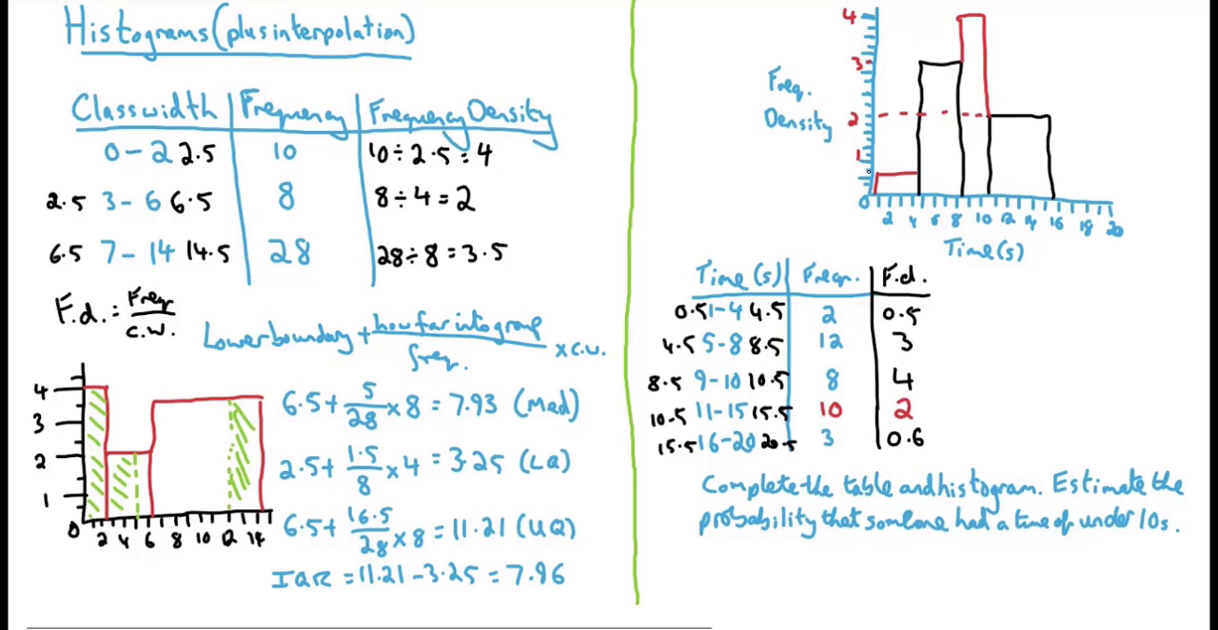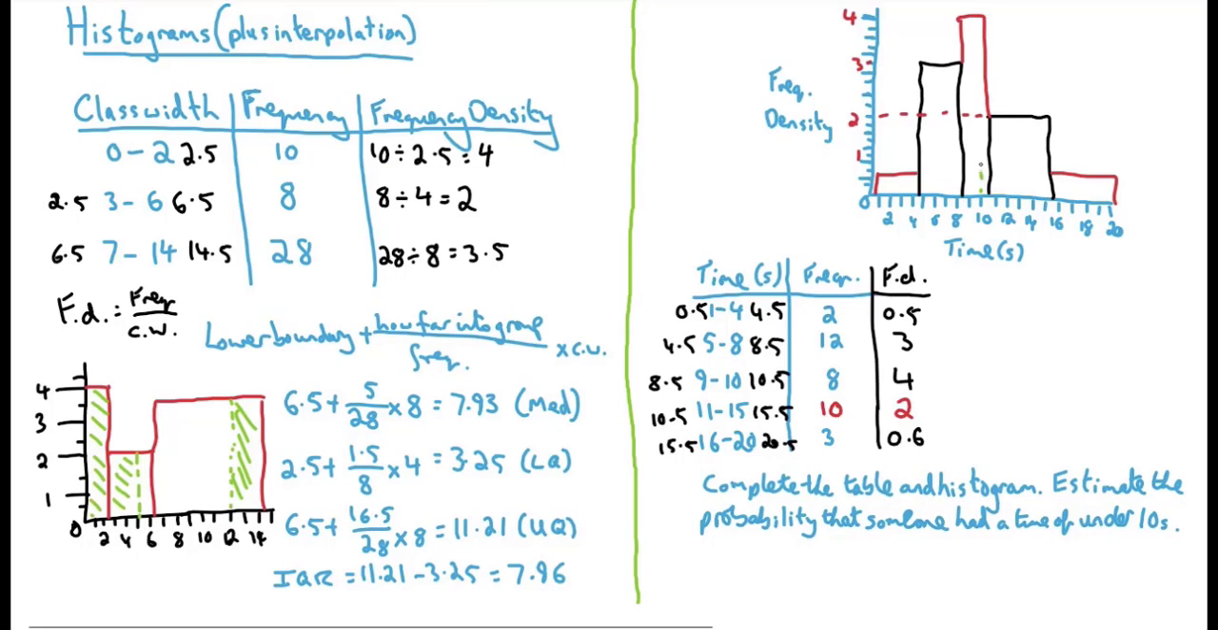That's going to be 3 of these up, and that is going to go along to just beyond the 20 here. That is what your histogram would look like. Then, just to estimate the probability that someone had a time of under 10 seconds, if we find the 10, it's going to be here, and we're going to be under 10, so we're going to be on the left of this. So that's going to be all of this frequency here, all of this frequency here, and this left-hand side of that dotted line.